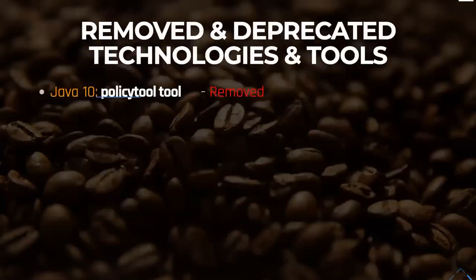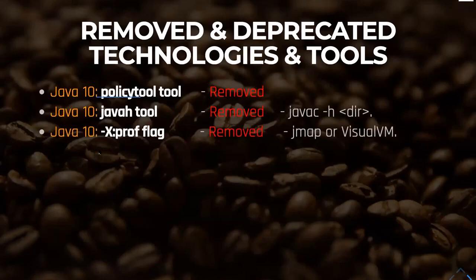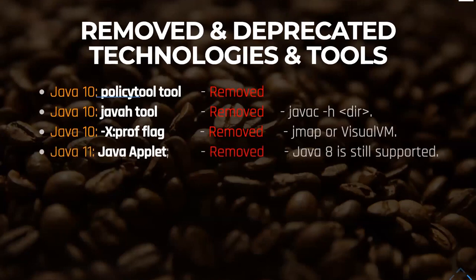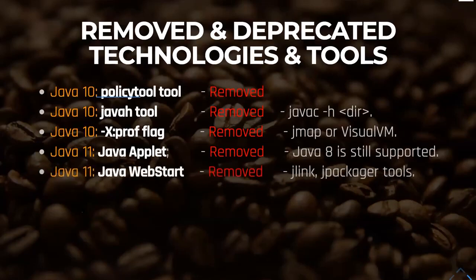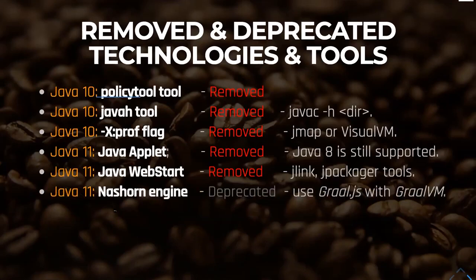Removed and deprecated tools. We have removed some tools since Java 10, and this is the alternative usage that you can use instead. We don't have applets anymore since Java 11. We don't have WebStart anymore. You can use jlink and jpackager tools to package your application.